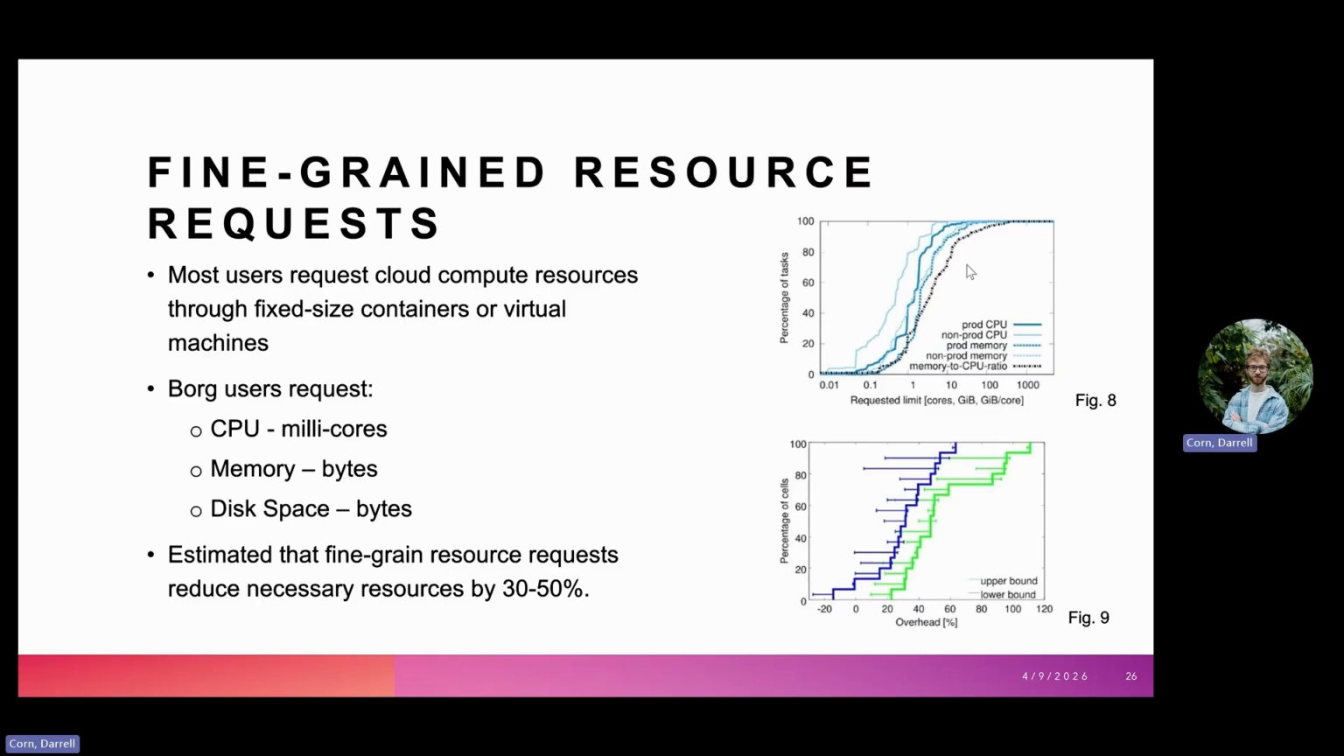Borg is getting requests for a really large range of these resources, so bucketing them would not be very efficient. Figure 9 is building on figure 8, and it's showing the theoretical inefficiency if the devs did require resource bucketing. The blue line is the lower bound of how much these resources would balloon, and the green line is showing the upper bound. And we can see that along the x-axis here, that overhead cost increases pretty dramatically with predefined buckets.